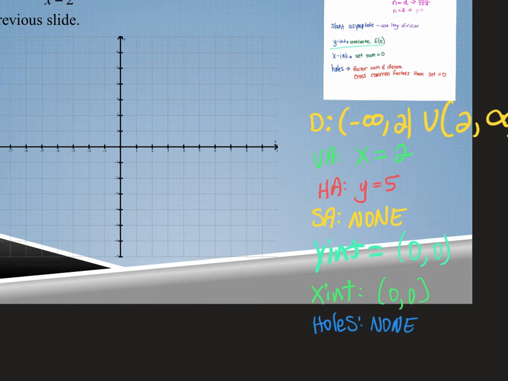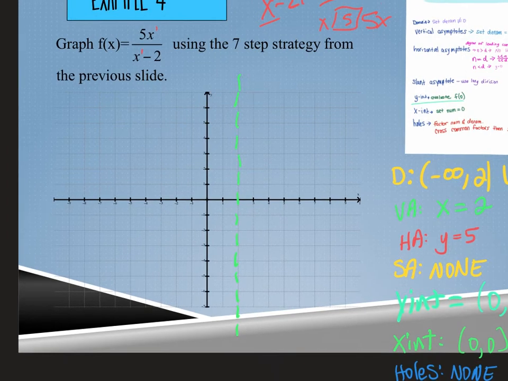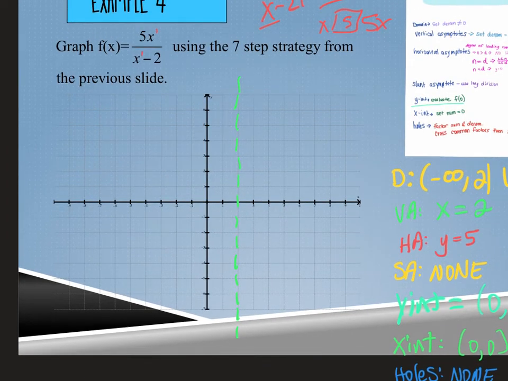Now comes the graphing part, all right? This is the part that can get a little tedious. You just have to pay attention to what you're doing. My vertical asymptote is at x equals 2. So I'm going to go right here where x equals 2, and I'm going to draw my dotted line. This is an asymptote. It gets very close to this but doesn't touch it. That's your vertical asymptote. Where is my horizontal asymptote? At y equals 5. So I'm going to go up to y equals 5, and I'm going to draw a dotted line here.